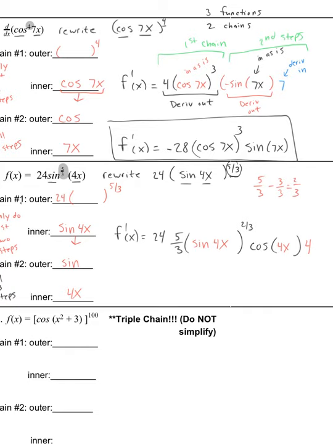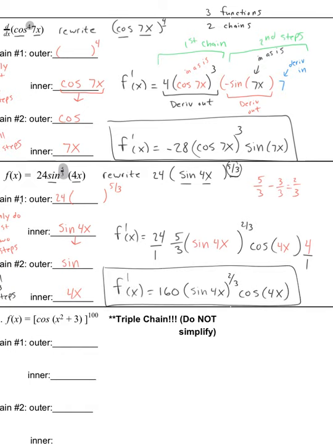To simplify this, I'm going to put 24 over 1, and I'm going to multiply these 3 fractions. 24 over 1 times 5 over 3 times, I'm going to make 4 over 1 a fraction too. Okay, 24 times 5 times 4 gives me 480, and then 480 divided by that 3 gives me 160. So when we multiply all those numbers in there, we get 160. We still have the sine of 4x, all to the 2/3, and we still have the cosine of 4x. There you have it. That is a big, messy derivative.